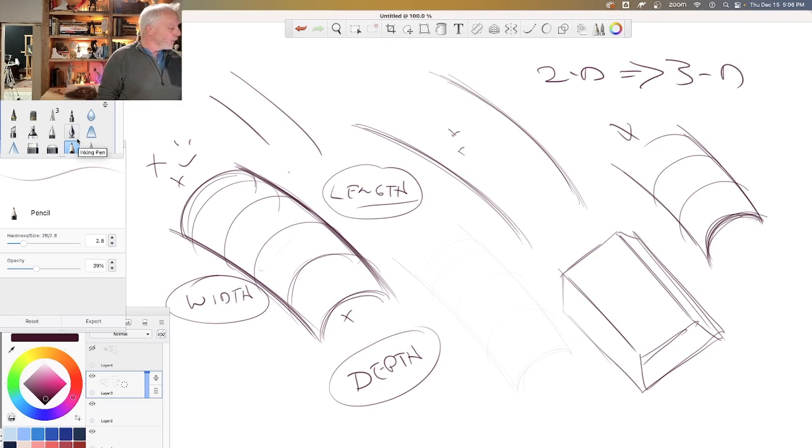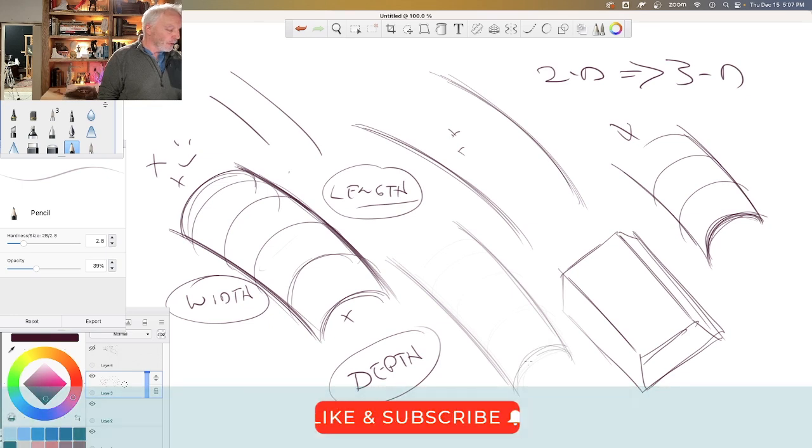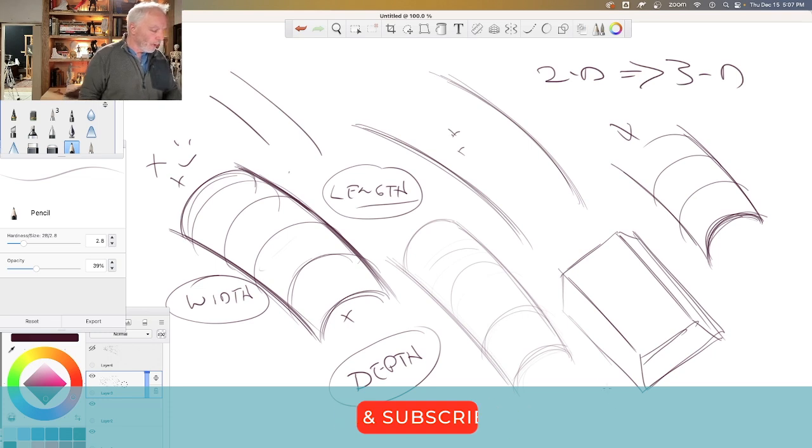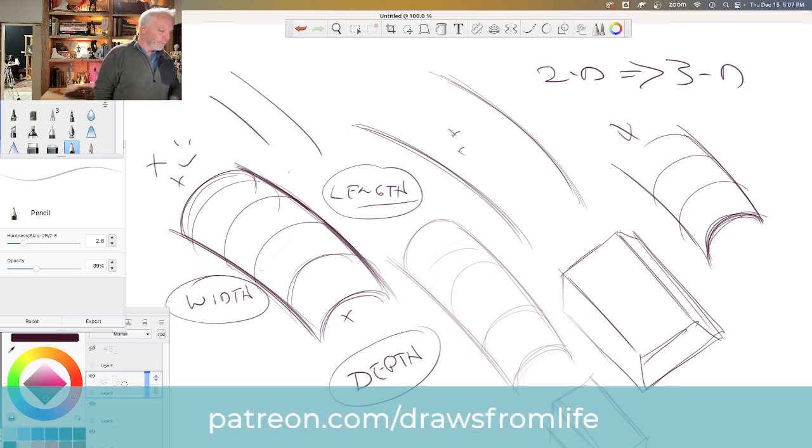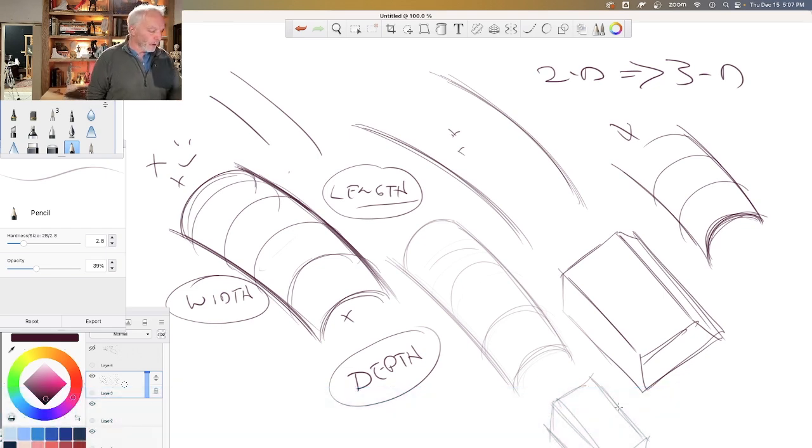But in any case, I'm drawing the length, the width, and the depth. And that's usually, doesn't have to be, but that's usually the process we use. The length, the width, and the depth. And in this case, I went that way rather than going from the outside in. Doesn't matter the order. But by the end of it, I've got all the three-dimensional ideas.